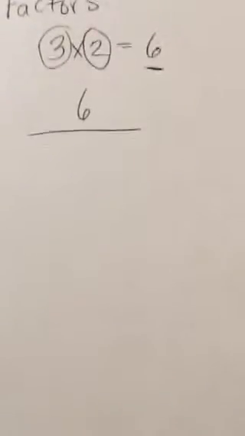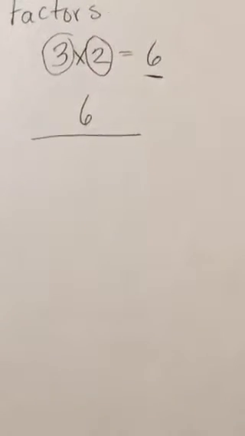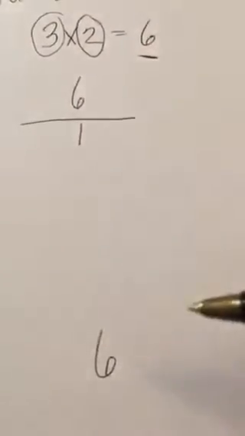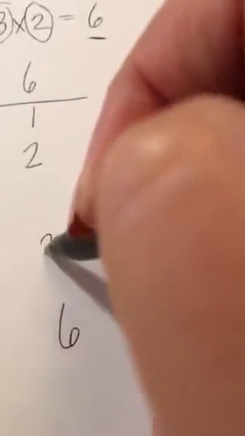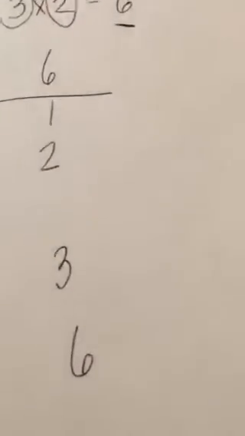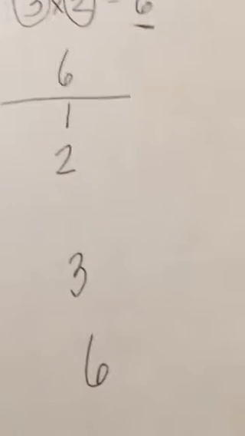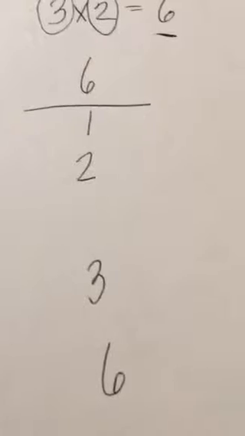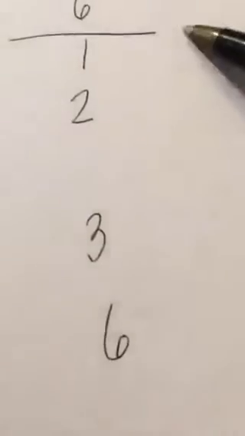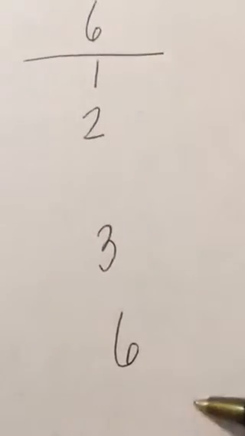So if we're going to make 6 and I needed to find all its factors, I'm going to go down my number line. So I'm going to start with 1. 1 times 6 equals 6. 2 times 3 equals 6. 4, nothing times 4 equals 6, and 5, nothing times 5 equals 6. So we know that those are not factors of 6, but we know that 1, 2, 3, and 6 are all factors of 6.